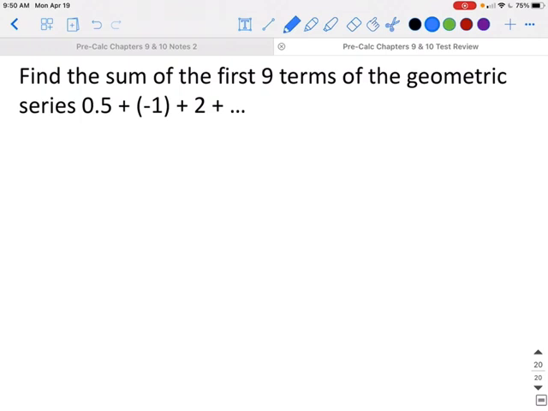Find the sum of the first 9 terms of the geometric series. So again, we're going to find that common ratio first. So negative 1 divided by 0.5 is going to give us a negative 2 as our common ratio.